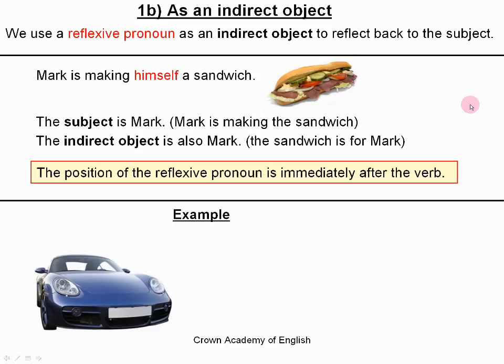Example: My parents have bought themselves a new car. My parents is the subject, and themselves is the indirect object, and it is the third person plural, so we say themselves.